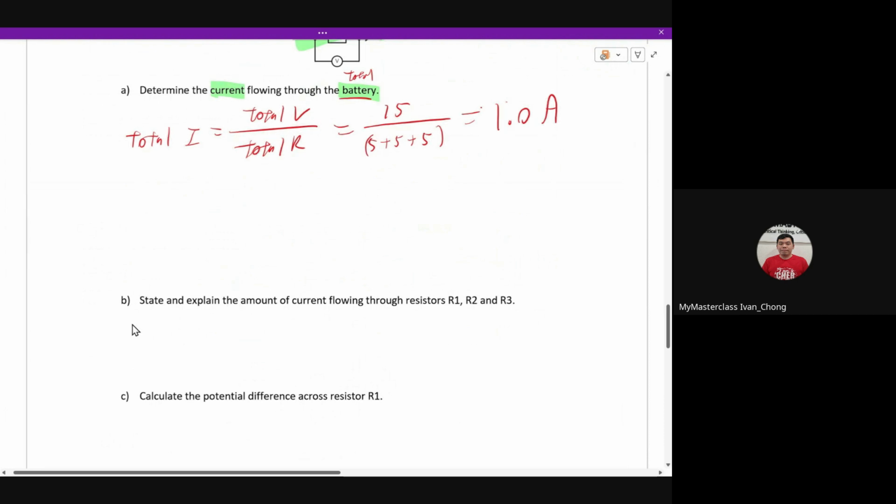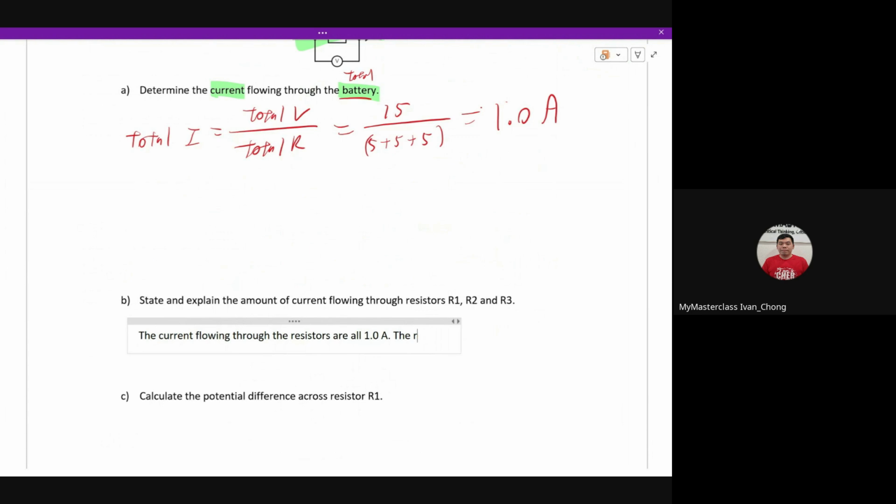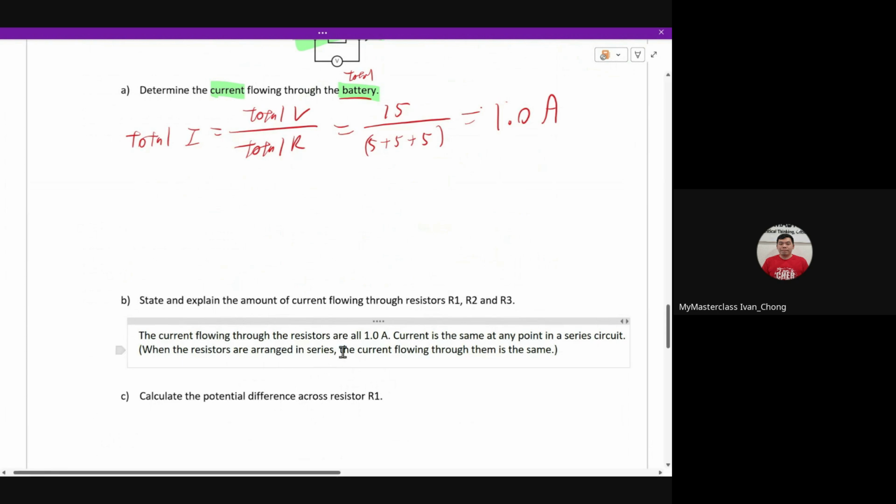Next, state and explain the current flowing through R1, R2 and R3. The current flowing through the resistors is all 1.0 A. Why? Because the current is the same at any point in a series circuit. Or you can say that when they are arranged in series, the current flowing through them is the same. More specifically with the battery. Because the current flowing through them and the battery is the same, you can therefore conclude that this is actually the same.